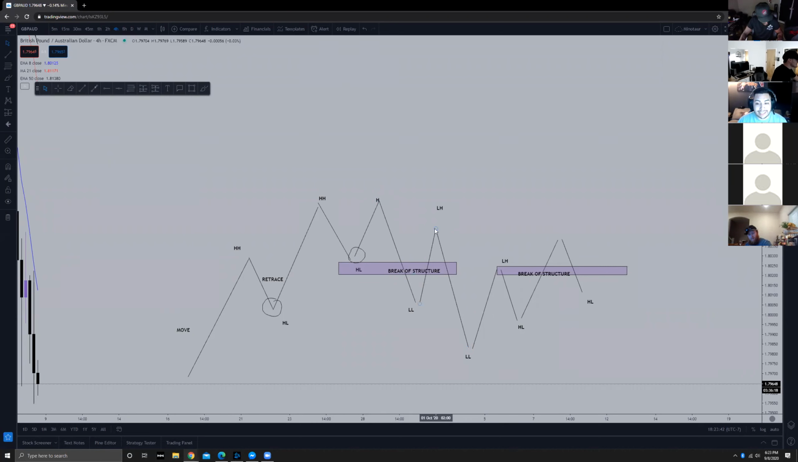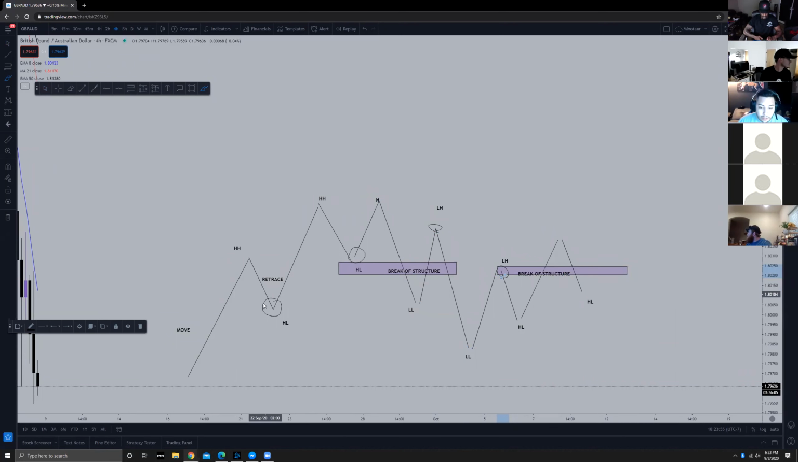Move, retrace. Here is where you sell, right here on the lower high. Right there. You got the move, you got the retrace, that's where you sell again. You see the pattern going on there? You don't want to buy over here. That makes no sense. You're running full send at a wall. That makes literally no sense.